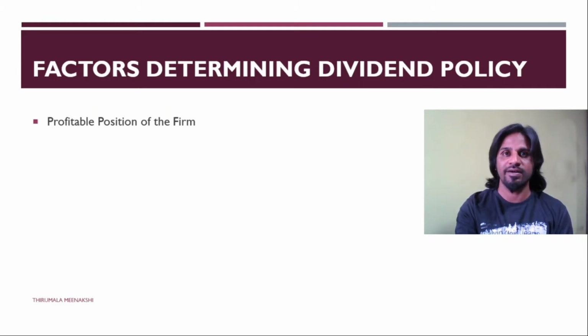If the company is earning high profits, the dividend policy will be a high dividend policy, and if the company is earning low profits, then the dividend policy of the company will be low as well. The second factor is uncertainty of future income.